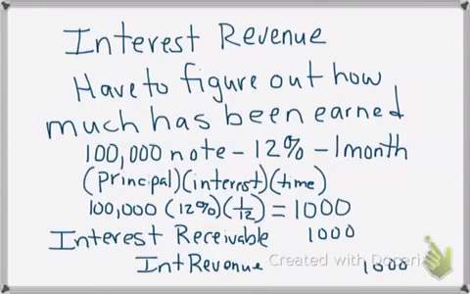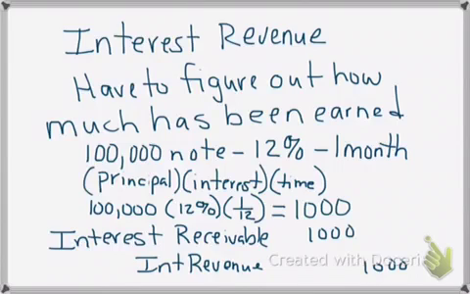The other type of accrued revenue that we will see is our interest revenue. In this one, we have to figure out how much has been earned. You will see interest revenue. It could be on different accounts that you have. It could be on your accounts receivable if you're charging interest if they haven't paid it on time. You also will see interest revenue if you have a note receivable out there where you've loaned somebody money.